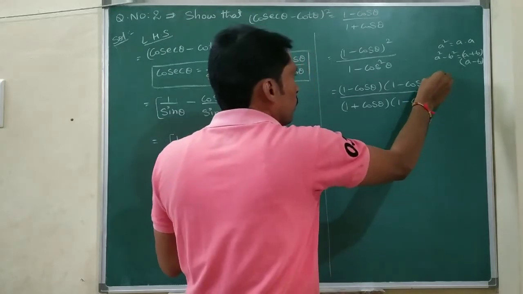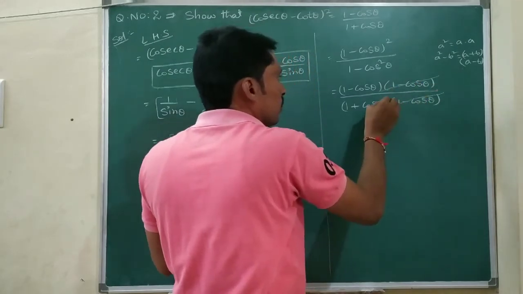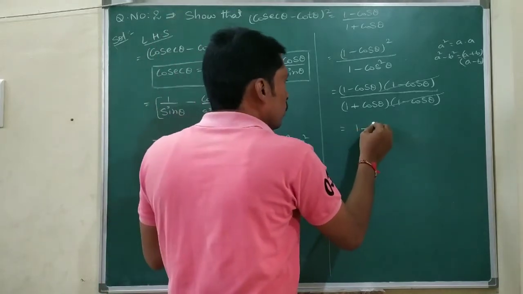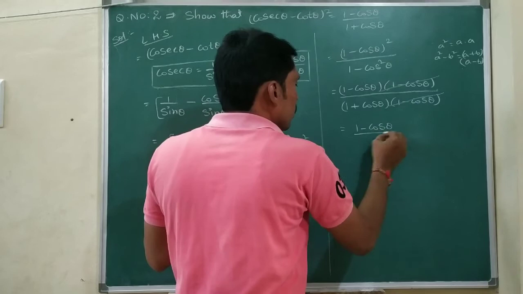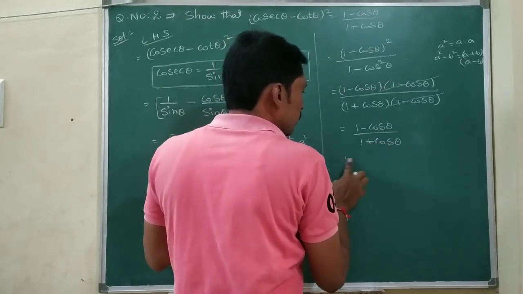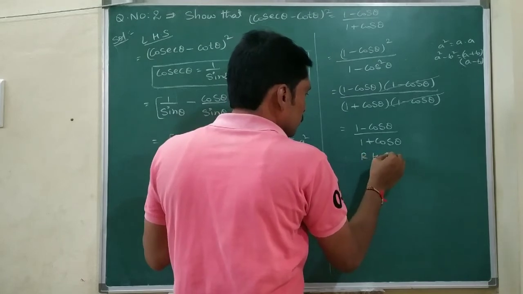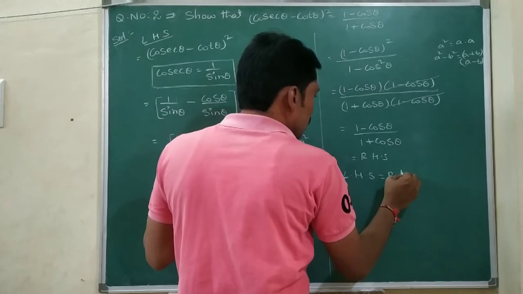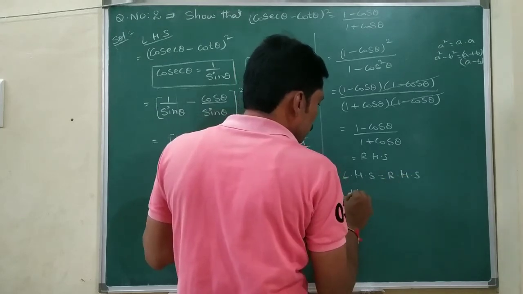In the numerator, 1 minus cos theta, and in the denominator, 1 minus cos theta get cancelled. So what remains here? (1 minus cos theta) by (1 plus cos theta) remains. So here it is the RHS. We took the LHS value and we got the RHS. Hence proved.